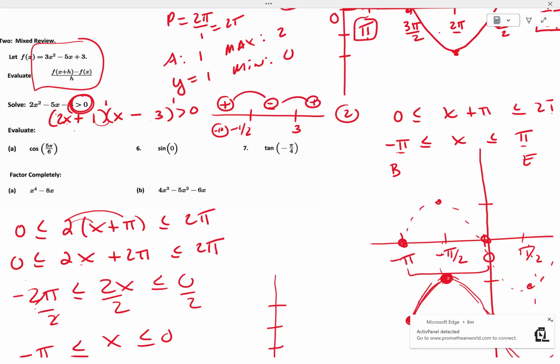Where am I greater than 0? That's where the number line is positive, and that's where I'm shading. But that shading is not the answer. It just helps me to write my answer. So where's the shading at? It's from negative infinity to negative 1/2, and then from 3 to infinity.